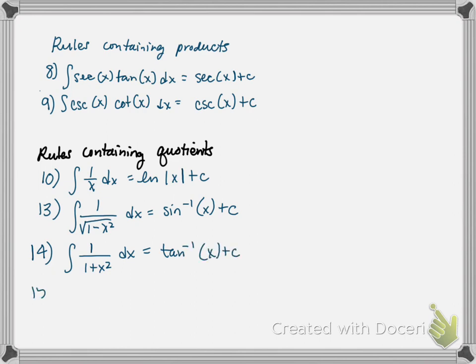And then finally 15. 15 also looks like a quotient because we have 1 over x times the square root of x squared minus 1 dx. And that's going to give us inverse secant x plus c. Okay, so those are the rules containing products, rules containing quotients. And finally, we have rules containing powers.